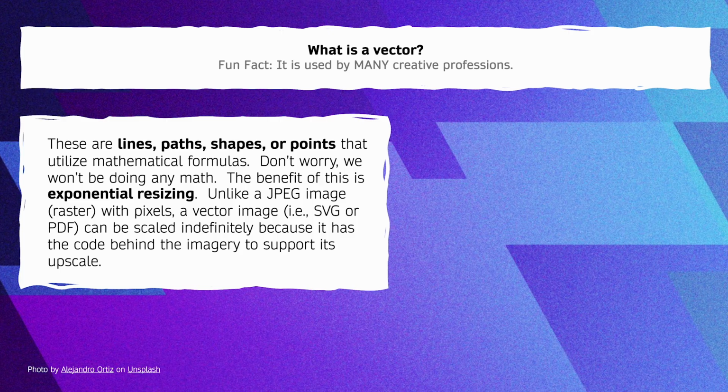We're creative individuals, and yes, we can hold our own with basic math, but we're not mathematicians. So I want you to think about vectors as literal lines, paths, shapes, points that can be infinitely resized and scaled. So think about exponential resizing. So a PDF is a great example of a vector that you may be familiar with, and these are just data and points and lines in space that can be zoomed up infinitely. So we have no pixels here, okay? So I want you to remember that.